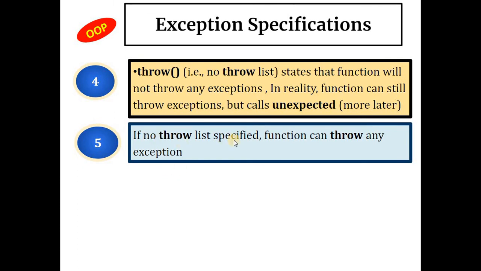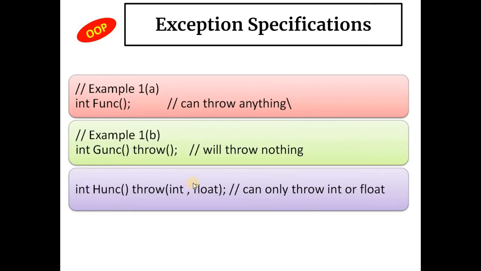So if no throw list is specified, then the function can throw any type of exception. For example, if I am writing int function and just a function name, this means that this function can throw anything. If I am writing int func and I am giving throw without any parameters, this means this function cannot throw anything. It will not throw anything.